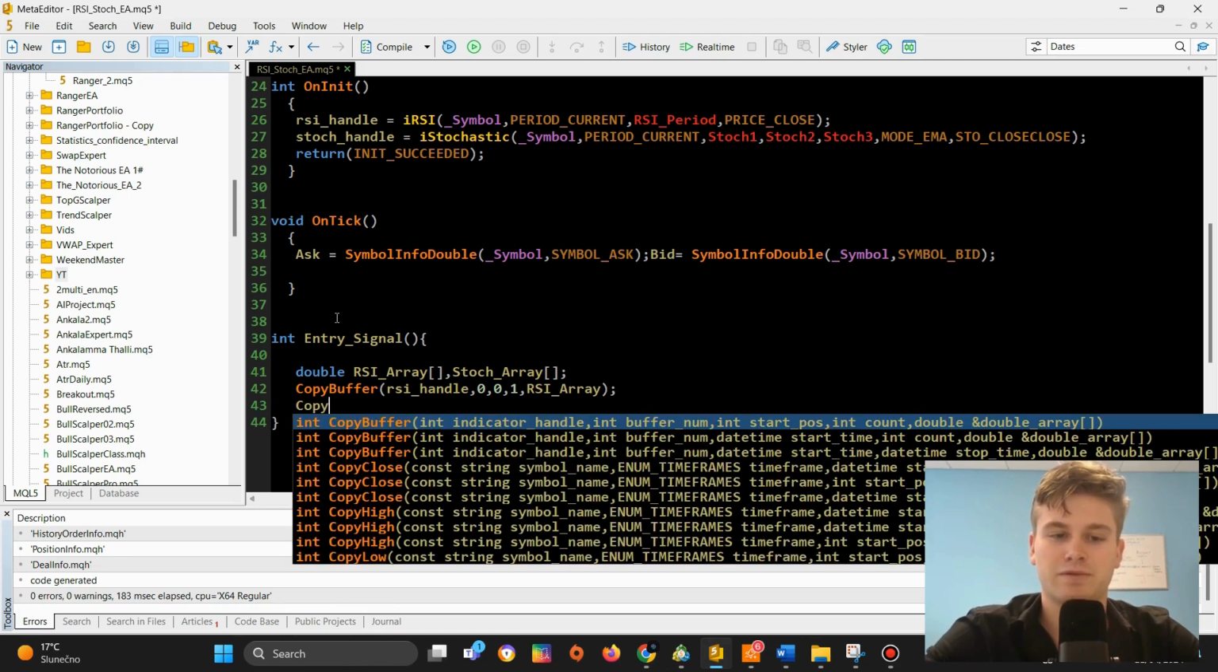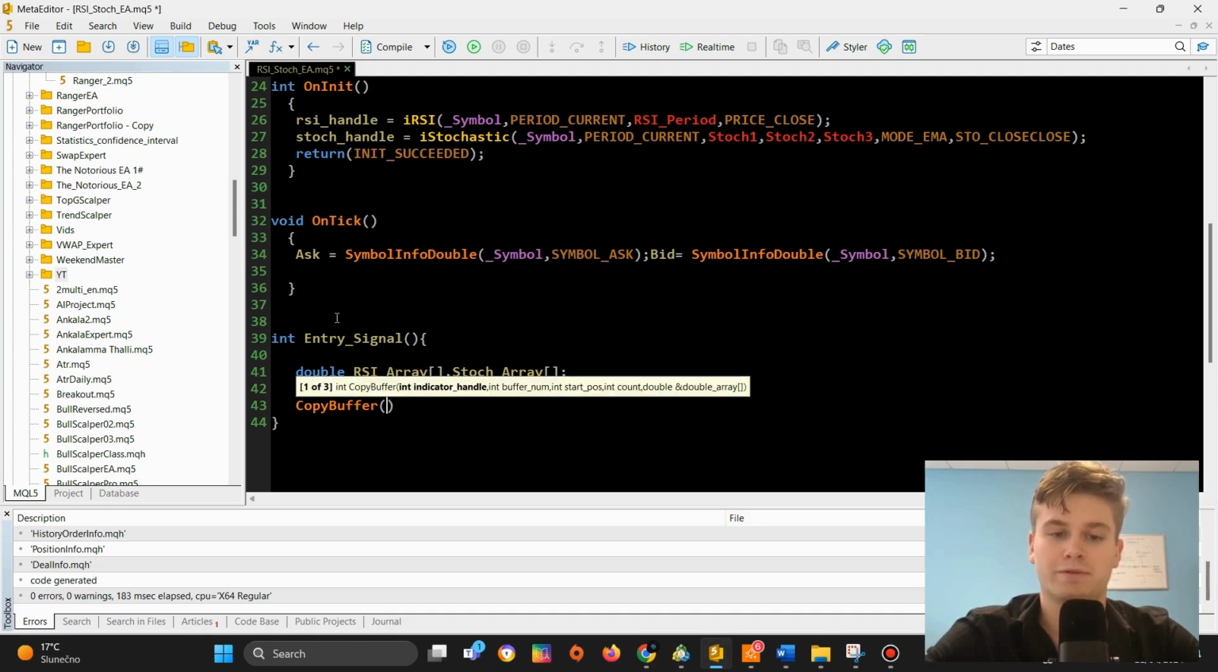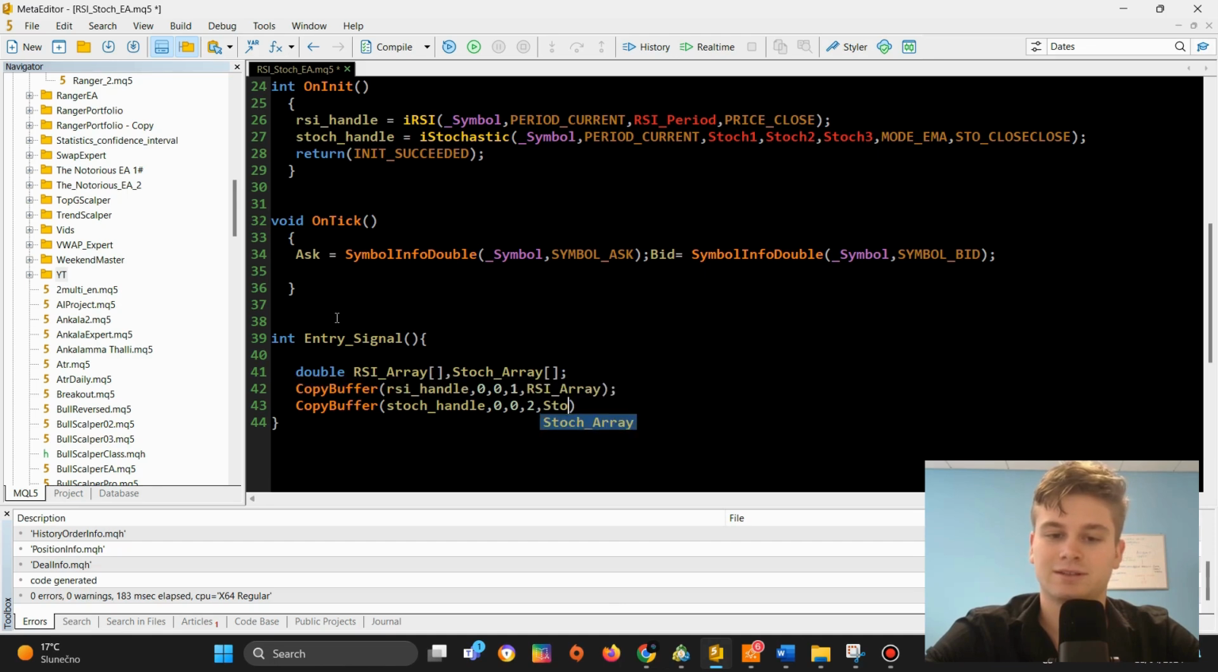And then let's do the same thing for the stochastic indicator. So CopyBuffer once again with the stochastic handle. Buffer number will be 0, starting position is 0, but now we need two values because we need to check whether a crossover happened or not, and this can only be checked by looking at the last two values. So that's why I will type 2 in here, and I will store these values into the stochastic array. So this is a good start.